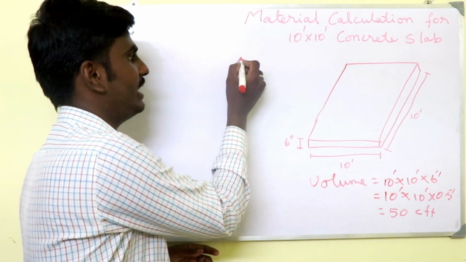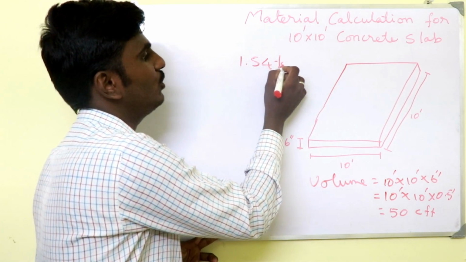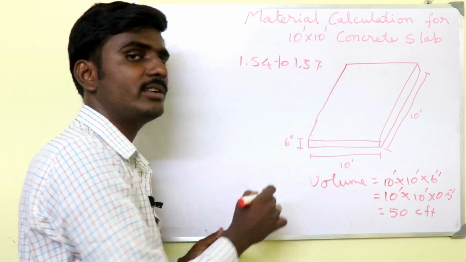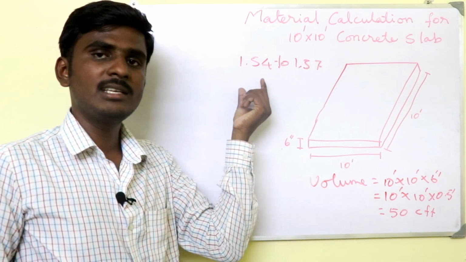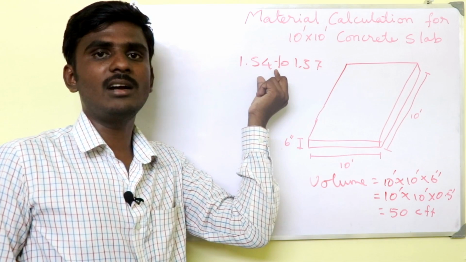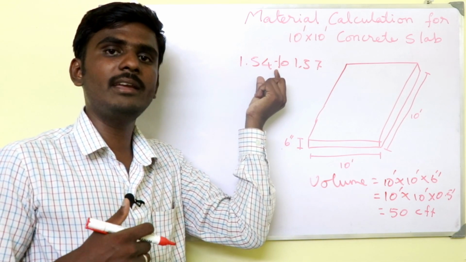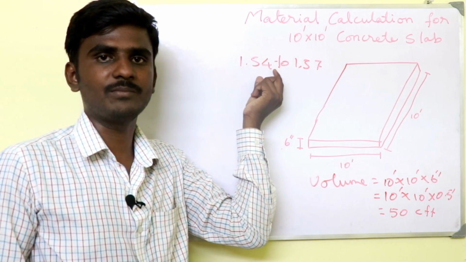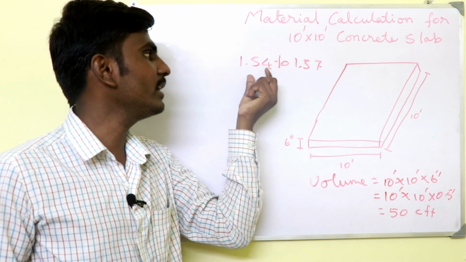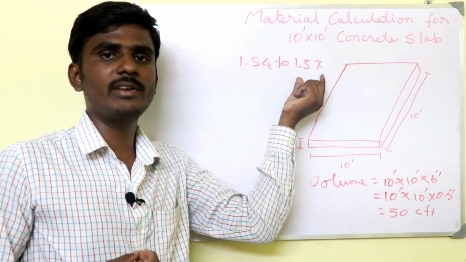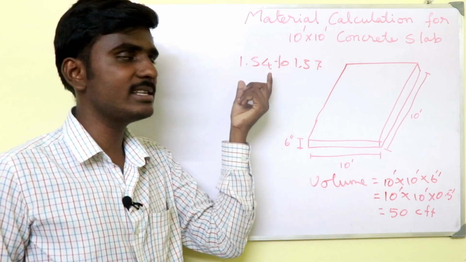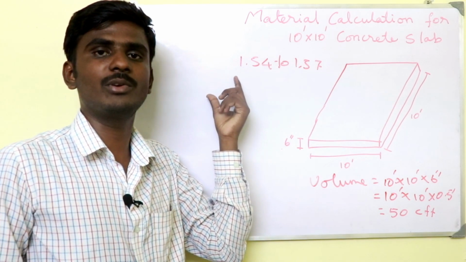So 1.54 to 1.57 is the wet volume factor. It means 54% of the volume should be bought from the shop in extra. Okay, so 1.54 to 1.57 is the wet volume factor. This is the second thing we have to know before going into the calculation.